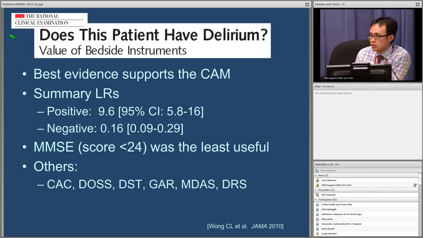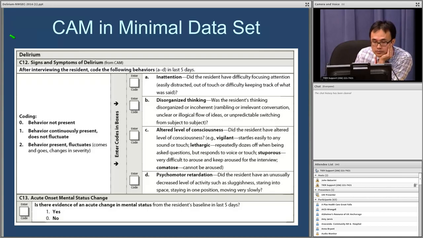And for those of you who are familiar with this, the likelihood ratios are quite excellent. So if someone screens positive using the CAM, it's highly likely that they have delirium. So the positive likelihood ratio is near 10. And they found that the mini mental status score was the least useful. There are others out there, as all this alphabet soup down at the bottom here shows. There's many others, but what I would encourage you to do is not to use the mini mental, as it was the least useful, and to pick one of these ones that are listed here. And if you have the choice, the CAM is the one that I would prefer as well.